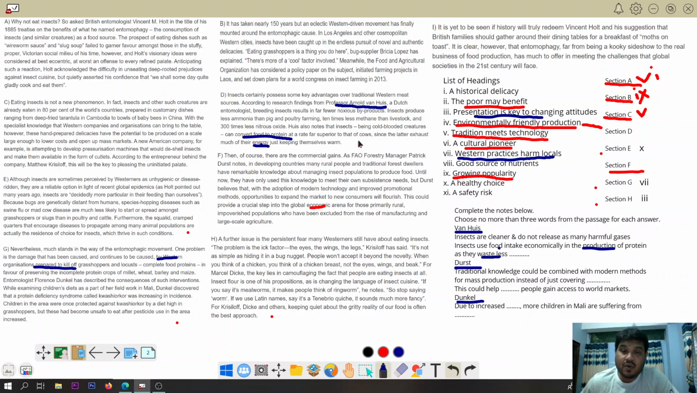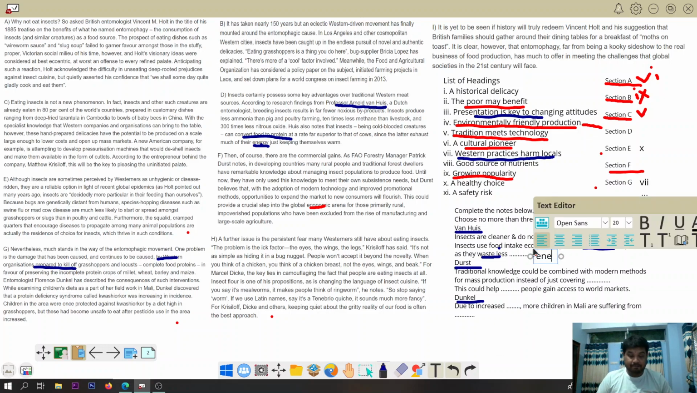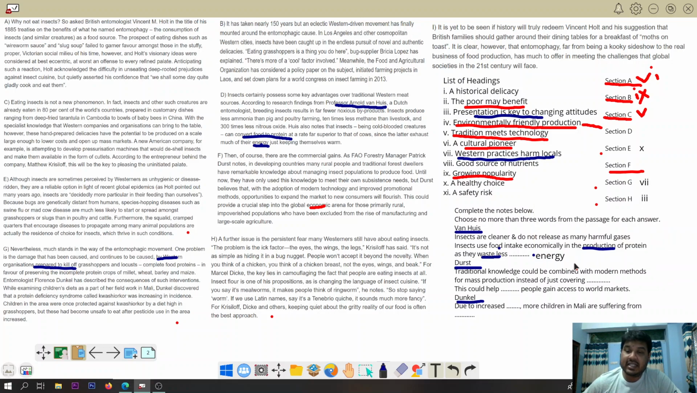Because the cows use a lot of their energy to keep themselves warm, but insects produce a lot of protein. The rate of production of protein for insects is much quicker because they use less energy. So the answer we can write to be energy. So there you go. So the answer is energy.